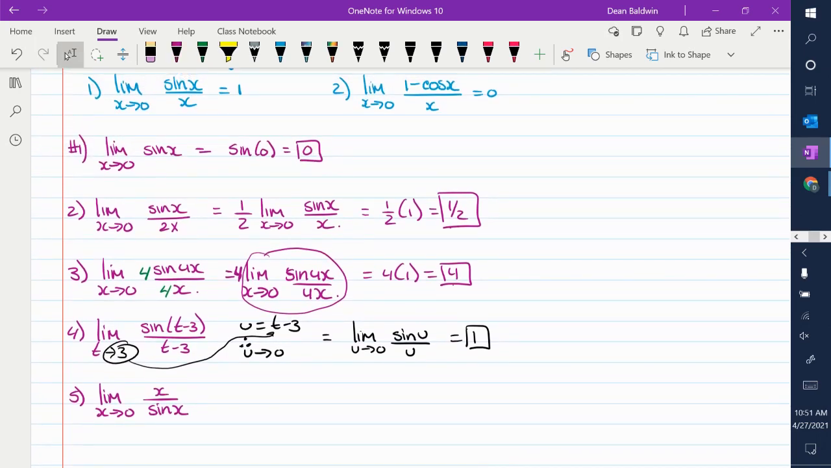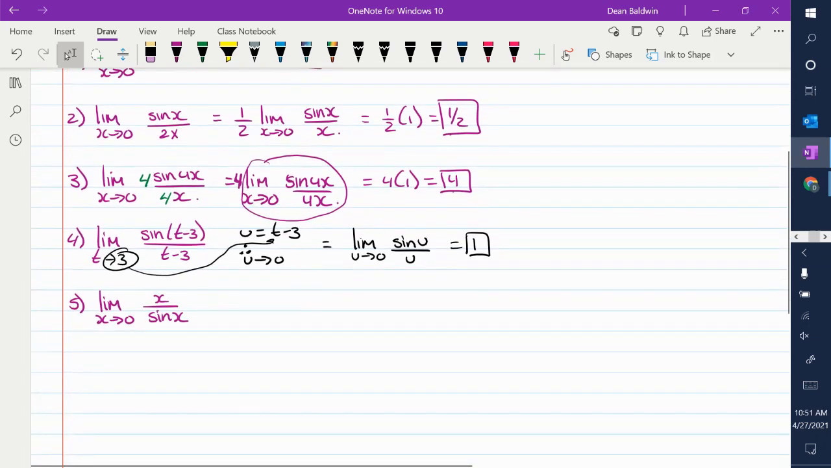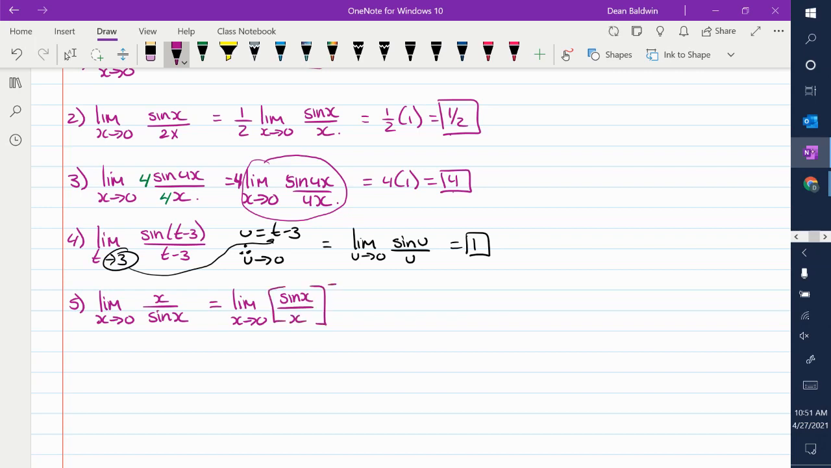Limit as x goes to 0 of x over sine x. Does that look like the blue one? It sort of does, but what's wrong with it? It's flipped. How do I flip it back? Make the exponent negative. Make it all to the negative 1. So I can rewrite it as, that's the same thing, right? Because a negative exponent means you flip it.